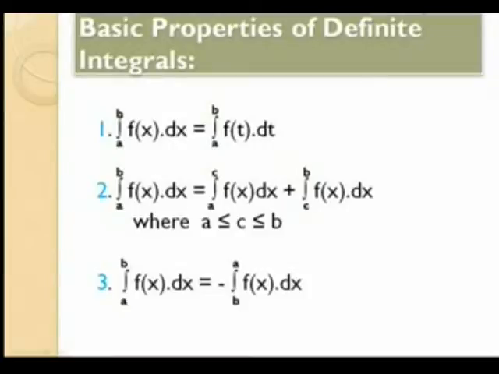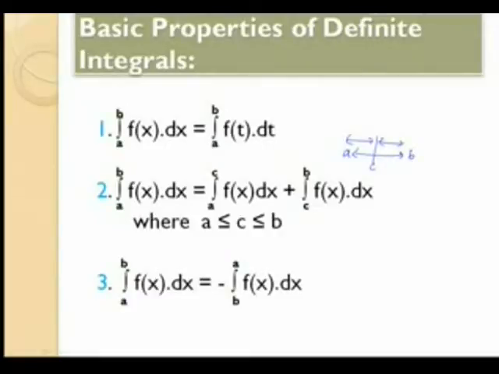The second is integral of f(x) dx from a to b is equal to integral of f(x) dx from a to c plus integral of f(x) dx from c to b. Here the important thing is c is greater than or equal to a and less than or equal to b. Thus c lies between a and b. So if c lies between a and b, then we can break this integral into two parts. The first interval is a to c and the second interval is c to b. Thus we break it into two parts, from a to c and then from c to b.